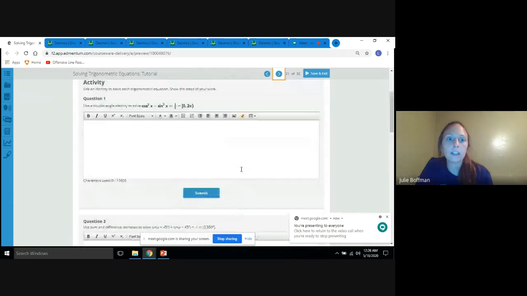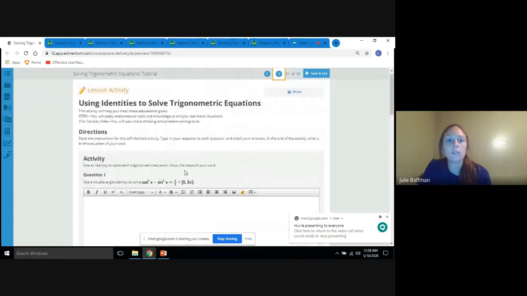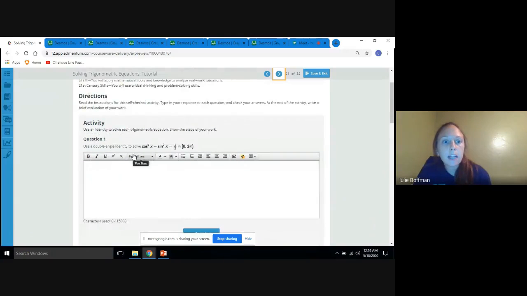So it's how do you solve equations using identities? And I think it tells you which identity to use in each one. So we're just going to jump right in. The first one says use a double angle identity to solve this: cosine squared minus sine squared equals 1/2 in the interval 0 to 2 pi. So that 0 to 2 pi just means give any answer in radians because it's 2 pi from the unit circle. You don't have to worry about general solution stuff.